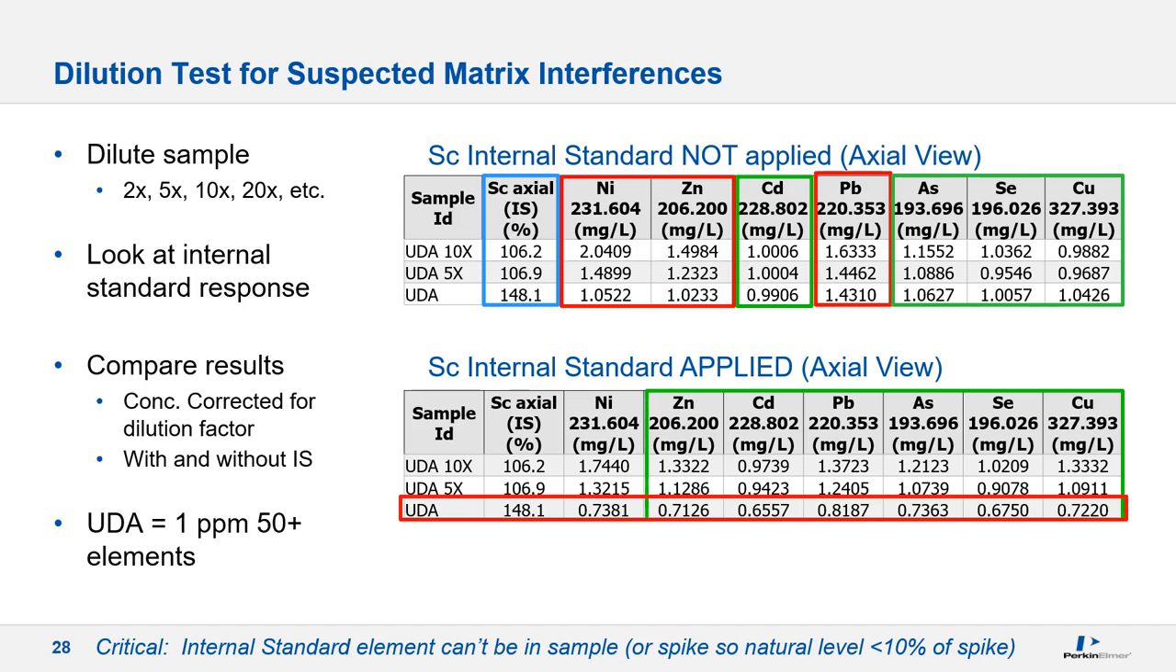This serves to illustrate an important point when using an internal standard. That element that you choose to be your internal standard cannot be in your sample, or if it is, you need to spike the internal standard in at a high enough level that it doesn't skew your results. Generally, the intensity of the natural level of an internal standard element should be less than 10% of the signal at the level you are using for the internal standard. This is why in the 5 and 10x dilution samples, the scandium isn't skewing the internal standard results as much as in the undiluted sample.